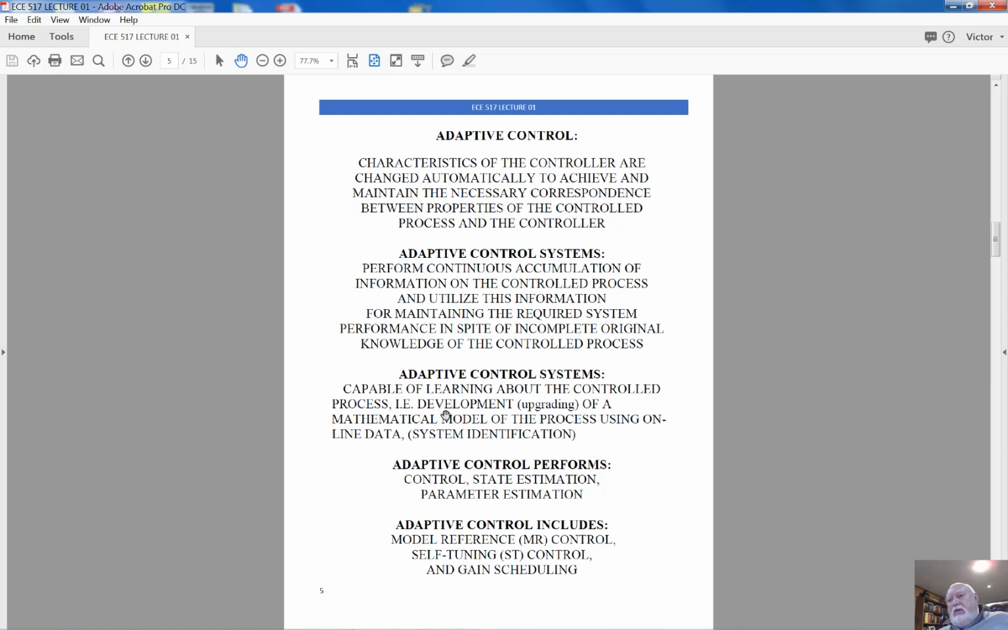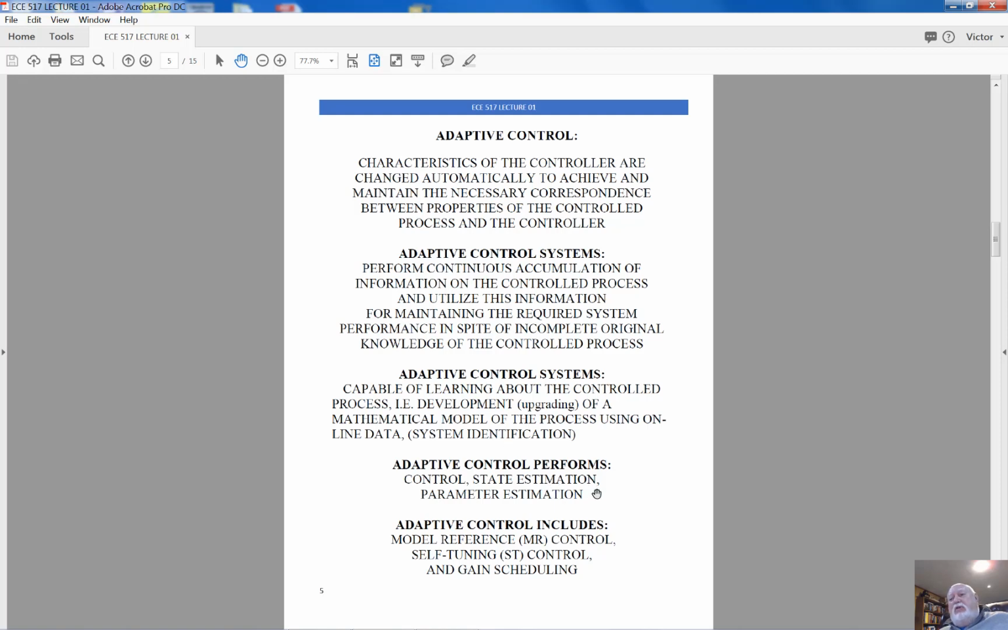They develop or upgrade a mathematical model of the process using online data. They actually perform system identification. Again, you will see this property very clearly defined, very explicitly defined in self-tuning systems.